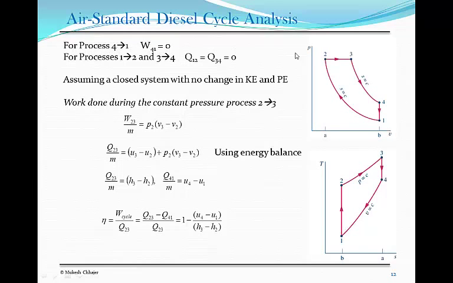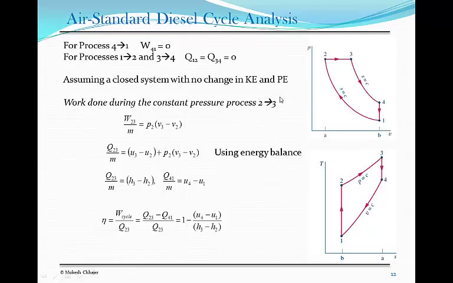So again, remember 4 to 1 is a constant volume process, so the work done would be 0. 1 to 2 and then 3 to 4, they are isentropic processes. That means they are also adiabatic, and therefore there won't be any heat transfer. And we are assuming that this is a closed system, because in this internal combustion engine, the same air is being circulated. So we can call that a closed system rather than a control volume, because there is no mass or material transfer. And we can safely assume there is no change in kinetic energy and potential energy.